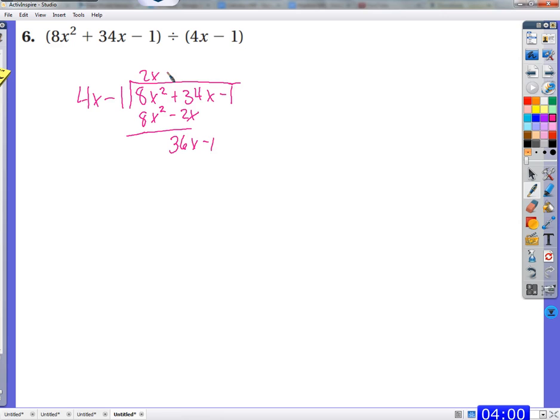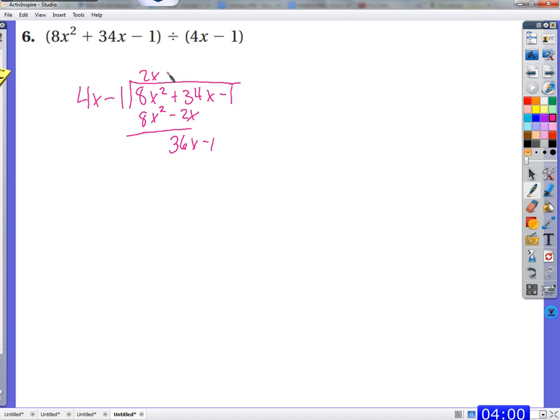So we've just been through one cycle of this long division. Where did that 2x come from out there? 2x times negative 1 is negative 2x. Oh, I meant that 2x on top. Where did it come from in the first place? You have to have 2x to multiply by 4x to equal 8x squared.